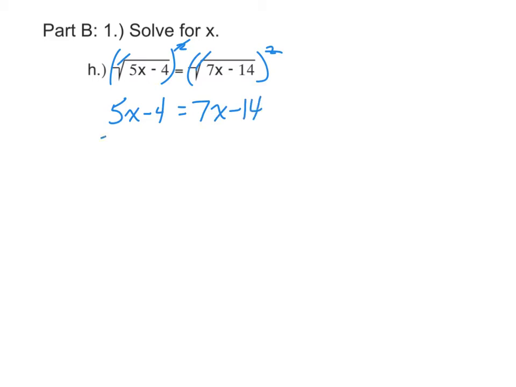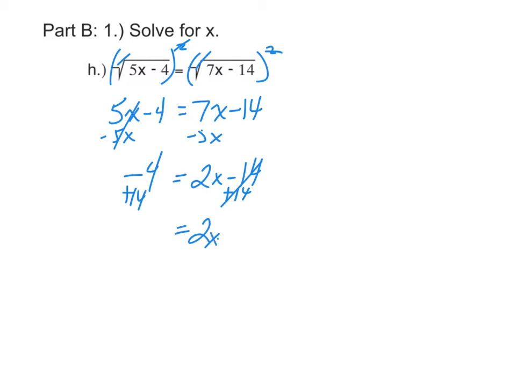Then we can solve it like normal, get all the x's onto one side. Negative 4 is equal to 2x minus 14. So we'll add 14. 2x is equal to 10, divided by 2, and x equals 5. Now make sure you check it.